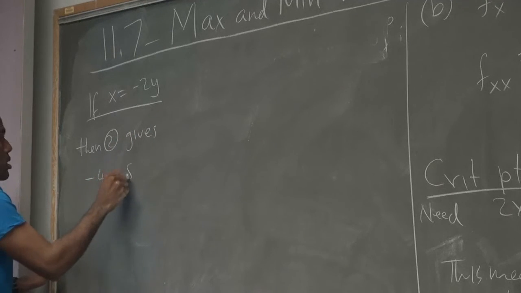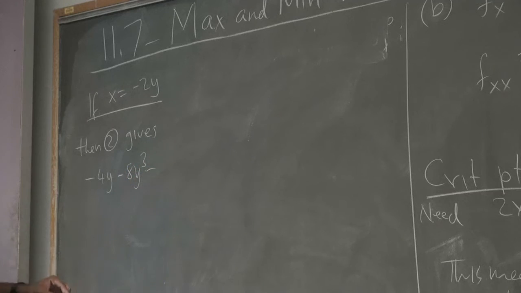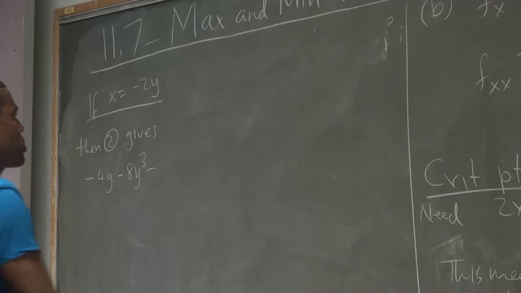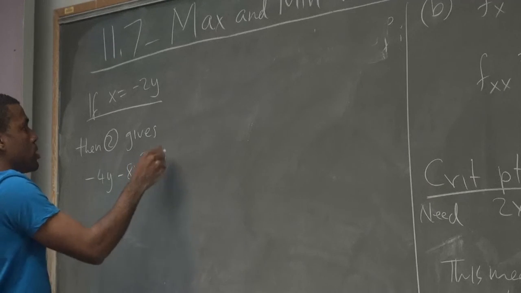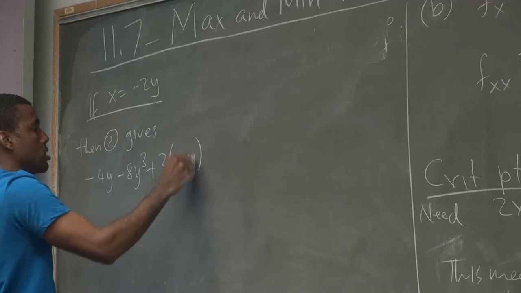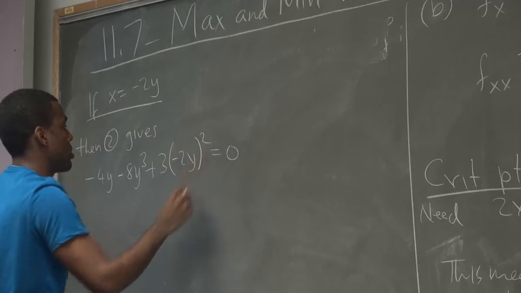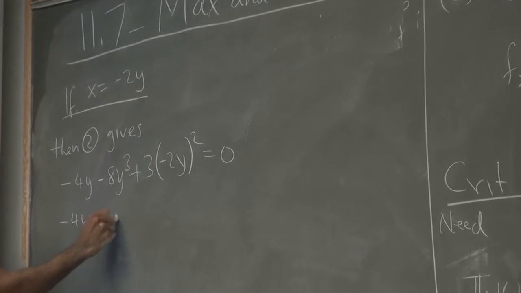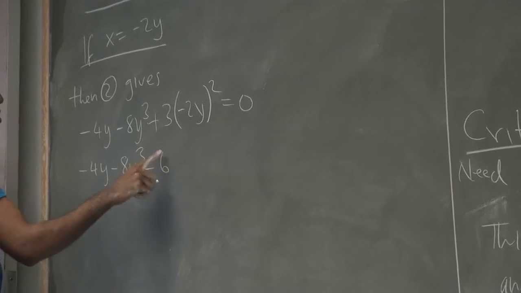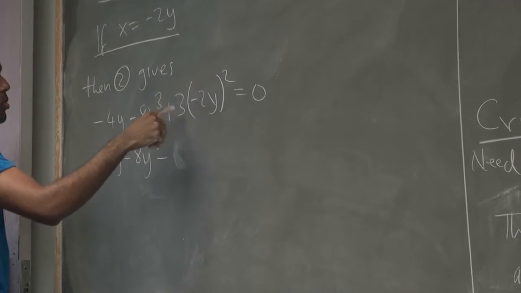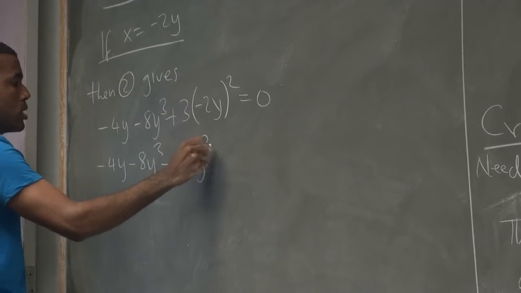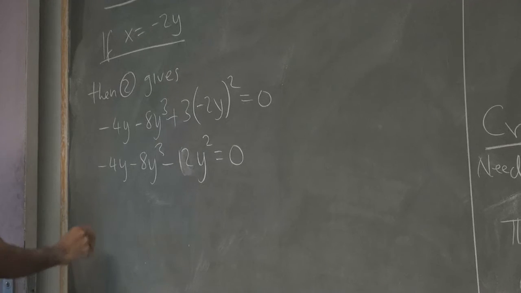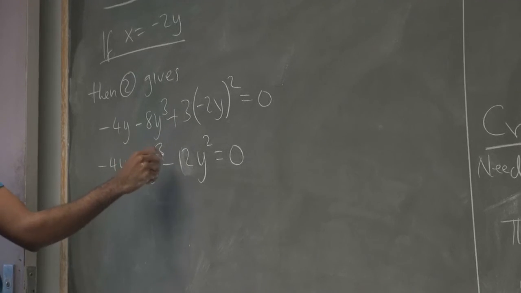Minus 4y minus 8y cubed. What was the other part? Plus 2x squared, plus 3x squared, right? Equal to 0. So I have minus 4y minus 8y cubed minus 2 squared, 4 times 3 is 12, y squared equal to 0. Plus 12.